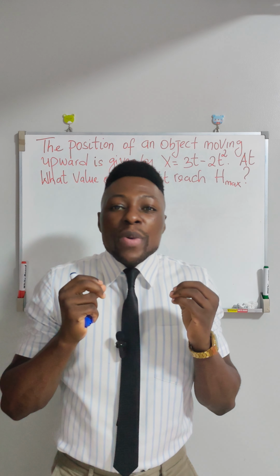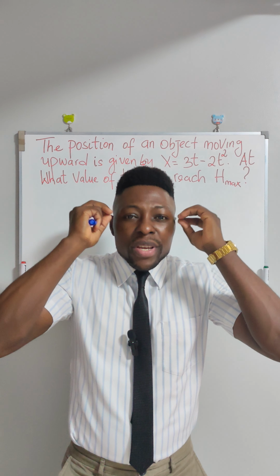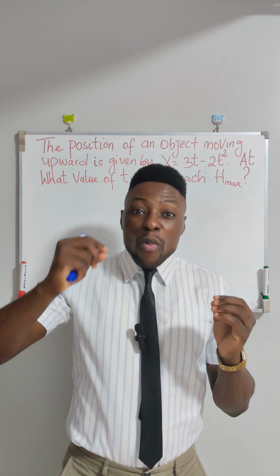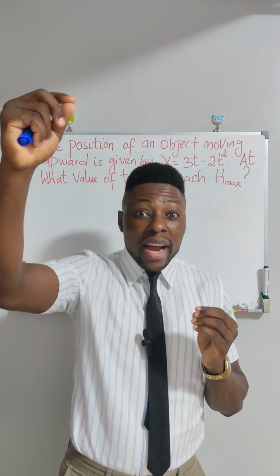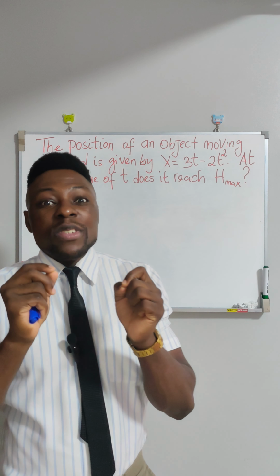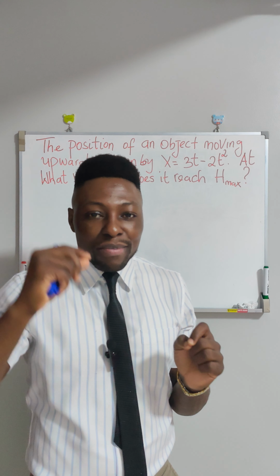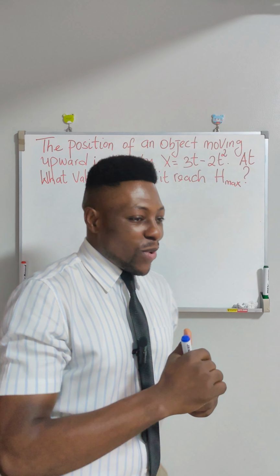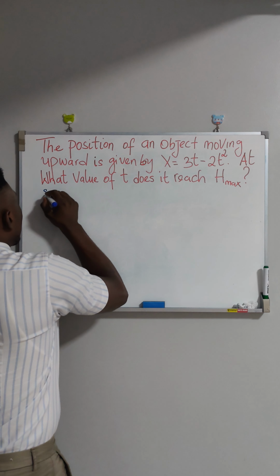Dear friends, in the domain of motion, immediately we hear about maximum height, the first thing that comes to mind is the fact that when an object reaches the maximum height of its motion, there is an instantaneous velocity of 0 which it has at that maximum height. This is the idea we will use to solve this question. Follow me, dear friends. Solution.